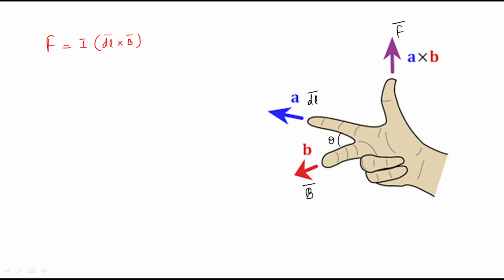In any case, these three fingers should be displaced by 90 degrees with respect to each other. So these three fingers are at right angles to each other. This is the cross product representation. Now we have two conductors, and in those two conductors we have a current. Based upon this current direction we have to calculate the direction of force.